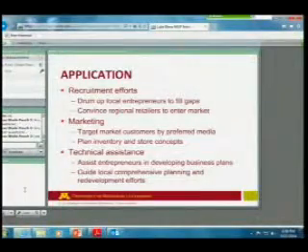So that's pretty much what the product itself ends up looking like. I'll talk a little bit about the application. I might just talk about the application and the process that we use. So again, I touched on this a little bit at the beginning, but in terms of application for communities, we really see them fall into three buckets. One is recruitment efforts, the second is marketing efforts, and the third is technical assistance efforts.